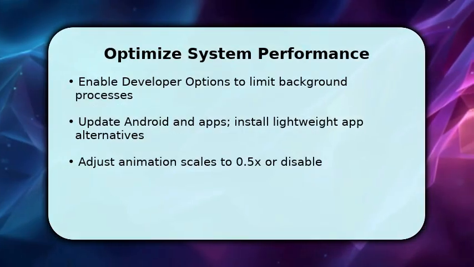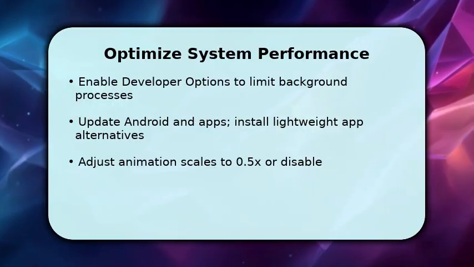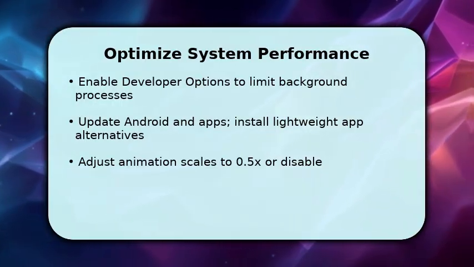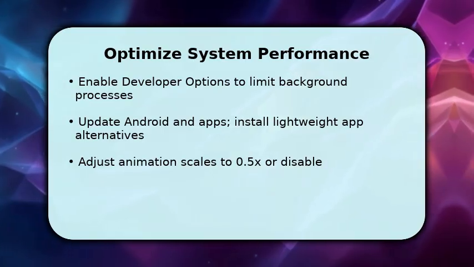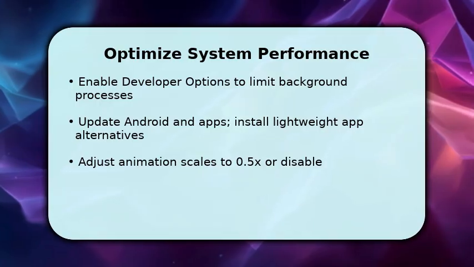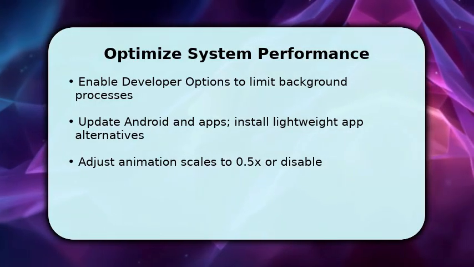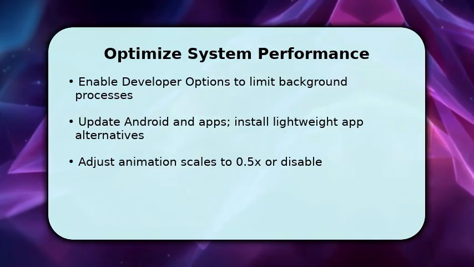You now tune runtime behavior. Enable developer options and set background process limit to 1 or 2 so the OS prioritizes active tasks. This reduces CPU thrashing. Update Android and every app to get performance patches, and swap heavy apps for lighter alternatives when possible, because lighter apps use less RAM and battery.